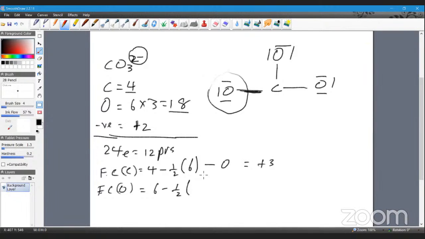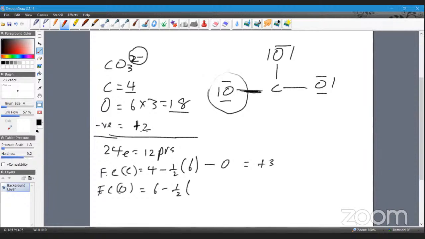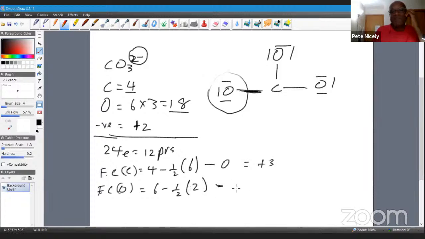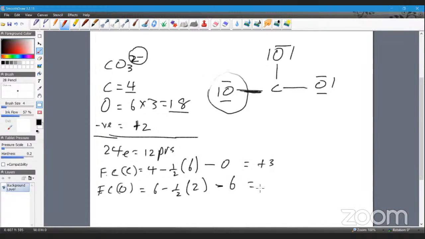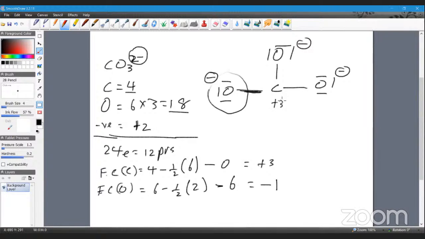Or bonding electrons, I should say. Half the number of bonding electrons, then 2. Exactly. So 2 here, minus the number of non-bonding electrons, which is 6. So that should be equal to -1. So this is -1, -1, -1, and +3, all right?